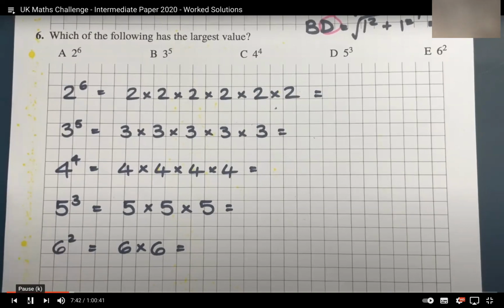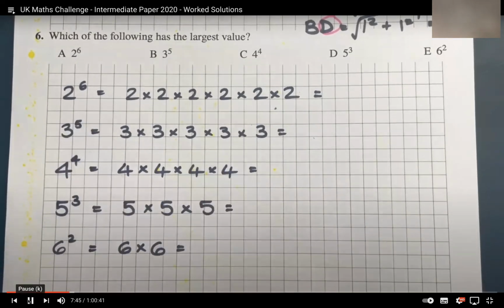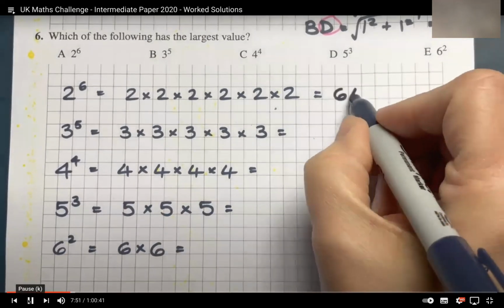Tactics. I've written it out quickly. 2 to the power 6. You probably know most of these off by heart anyway, but 2 to the power 6 gives us 64.